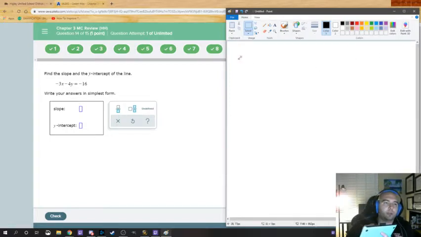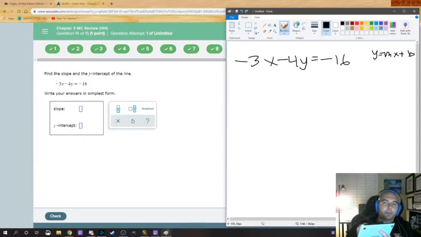So that information can be found in slope-intercept form. So here's what we got. I'm going to write off to the side what we want. We want y equals mx plus b. Now the key thing is y equals mx plus b, you'll notice, has y by itself. So you need to get y by itself. So to do this, I'm going to add 3x to both sides.